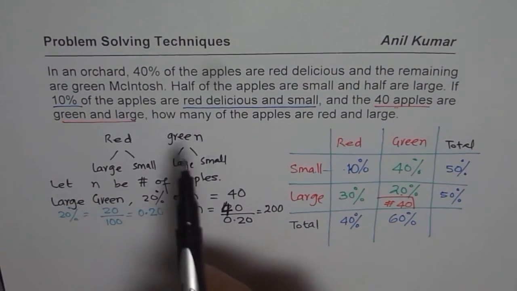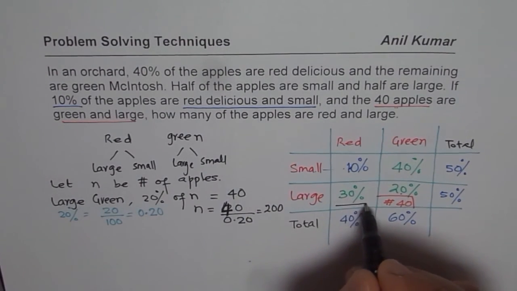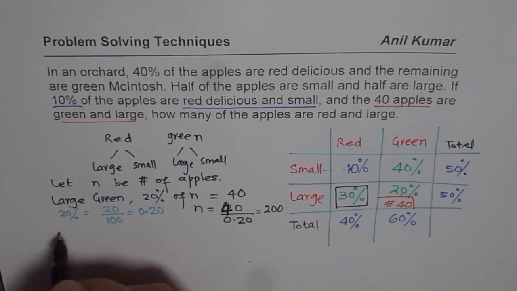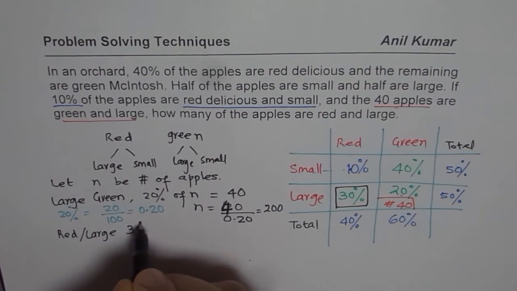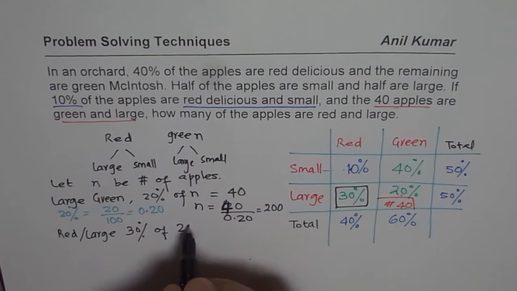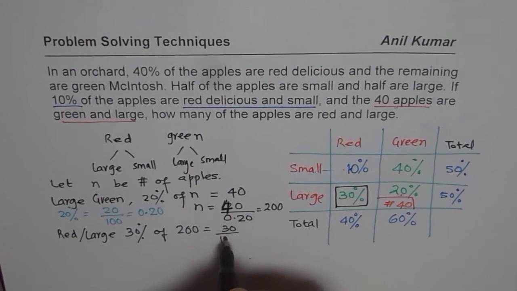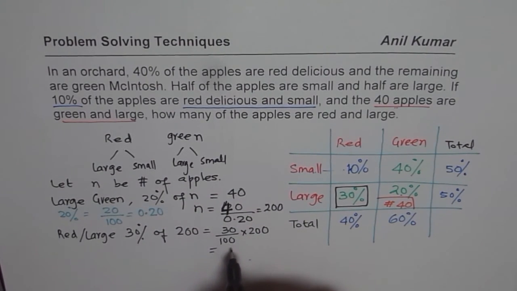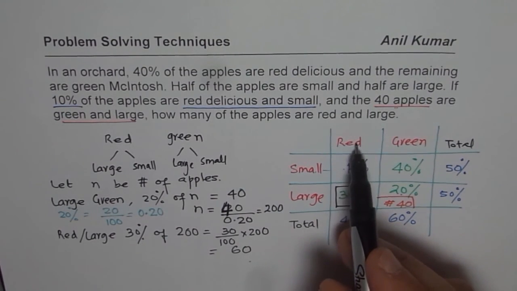What do you need to find? How many of the apples are red and large? Red and large, you need to find this amount in numbers. Red and large is 30%. So we know red and large is 30% of n, and n is 200. So 30% of 200 is 30 over 100, that means 0.3 times 200, which is 60. Do you see that? So there are 60 apples which are red and large.